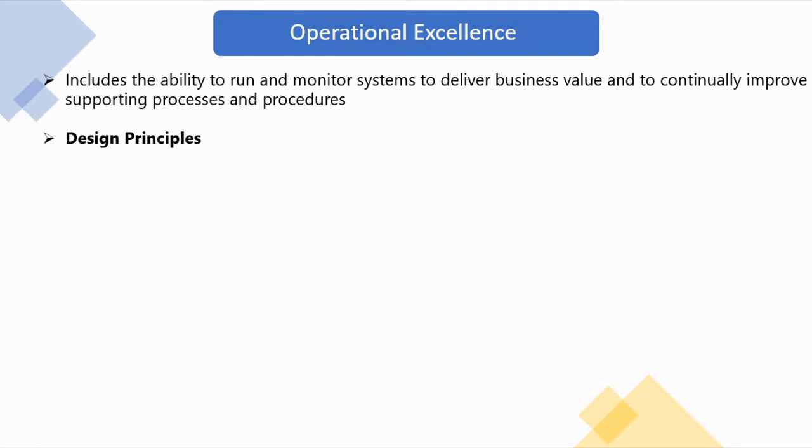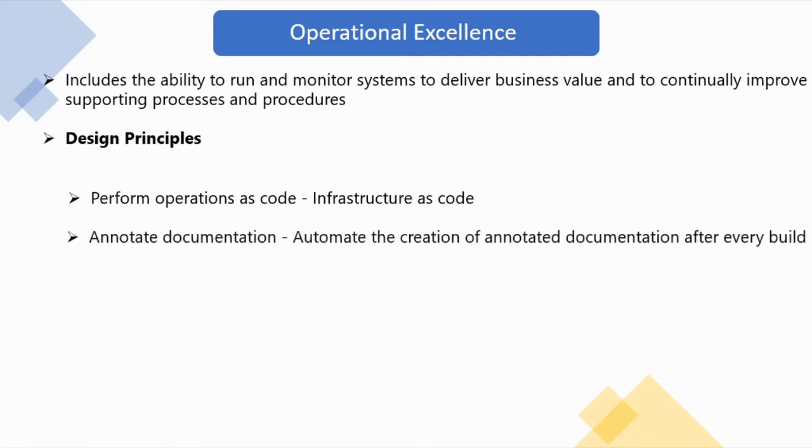First of all, your operations should be code. Infrastructure as code, or IaC, is going to be the most important thing of operational excellence. And remember, infrastructure as code is CloudFormation. You need to annotate documentation. So when you create documentation, make sure it's annotated, make sure it's commented, make sure it's clean, and it's generated after every build of your application.